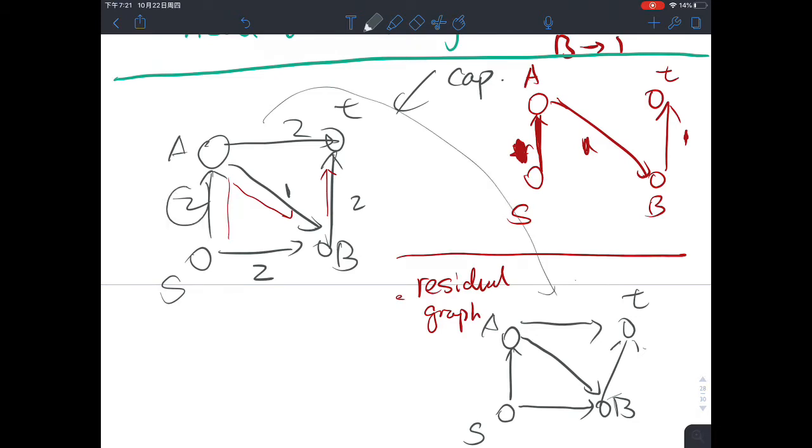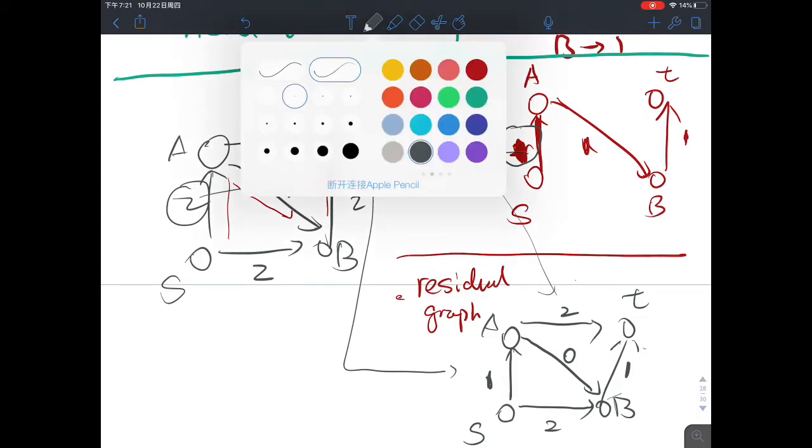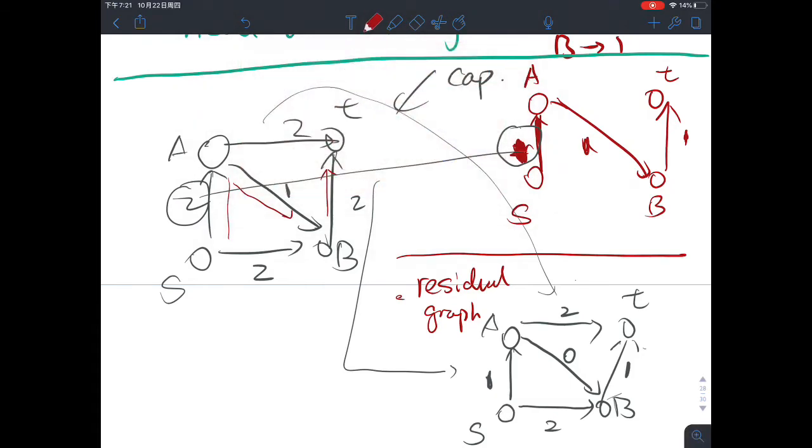And after I copy all the edges, what I need to do is to compute the residual capacity along these directions. So this is 1, 0, 0, and then this is 1, and this is 2, and this is 2 here. These are the first part of the residual graph. The second part of the residual graph is that we need to add some additional edges.